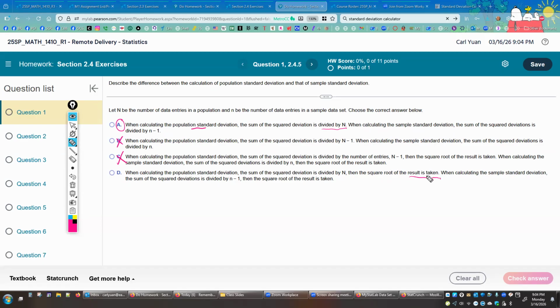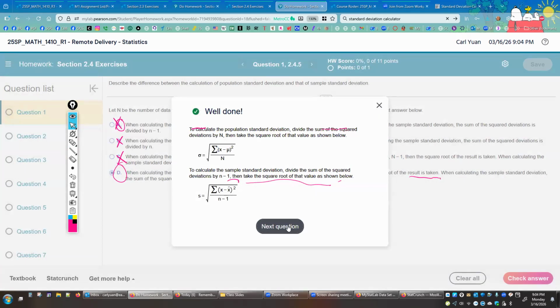Okay, so then the square root is taken. Sample standard deviation, divided by n minus 1, then the square root is taken, so it's D. So it's not A. A did not include the square roots, which is required. So let's do D.